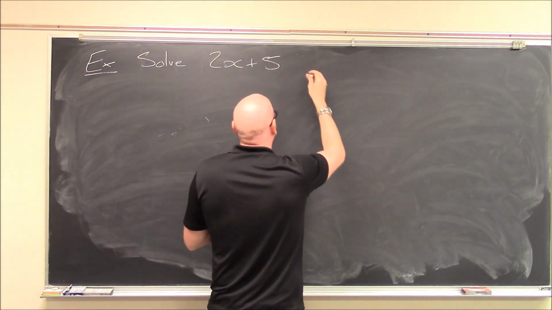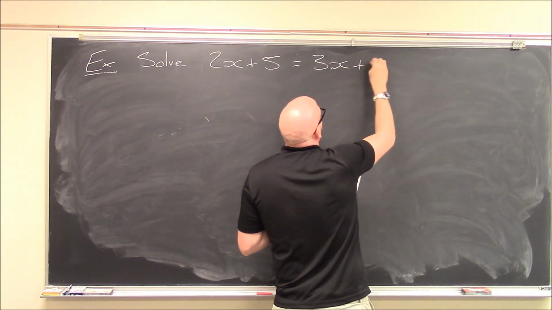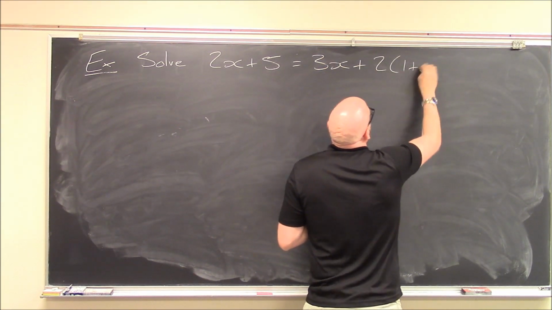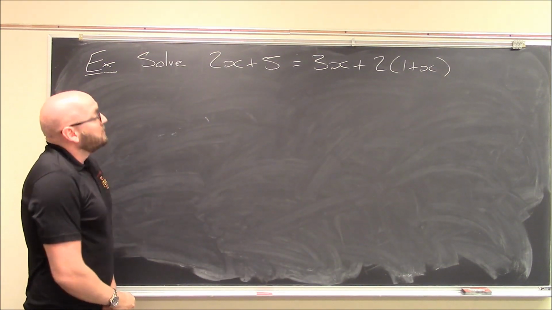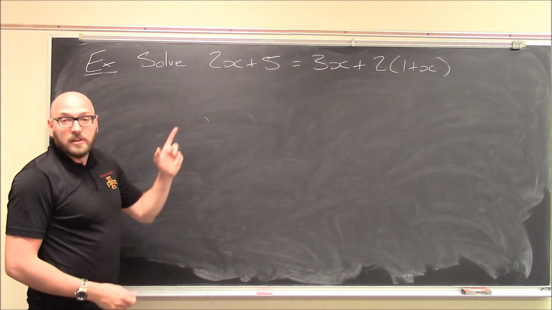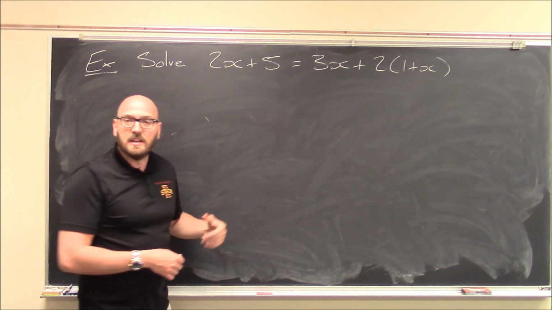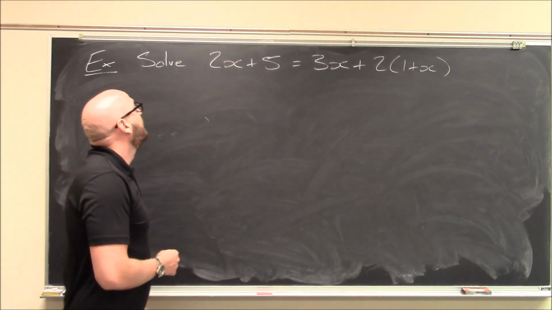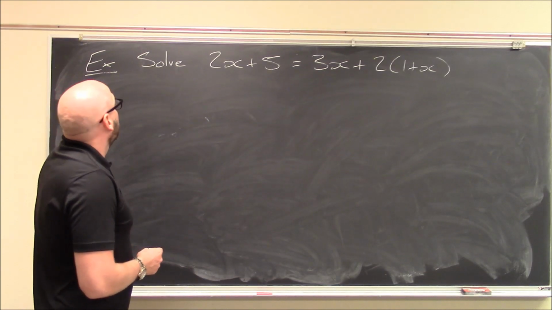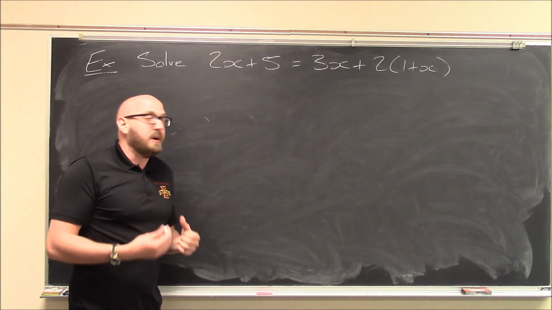2x plus 5 equals 3x plus 2 times 1 plus x. Alright, so this one has a lot more going on. It doesn't look like a linear equation, but I promise you it is. I promise you that if you rearrange this enough, you could get this in the form something times x plus some constant equals 0. Alright, so I want to solve this. As usual, I want to isolate x, right? I want to get x by itself.